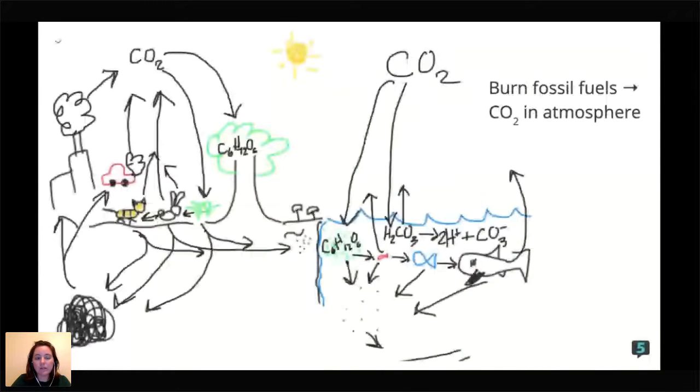And then we are using it in power plants to create electricity, like a coal-fired power plant or a natural gas-fired power plant. We use it directly to heat our homes and to cook food. We put gasoline in, which is refined petroleum, in our cars, and we burn that. And that is releasing carbon dioxide very, very quickly.